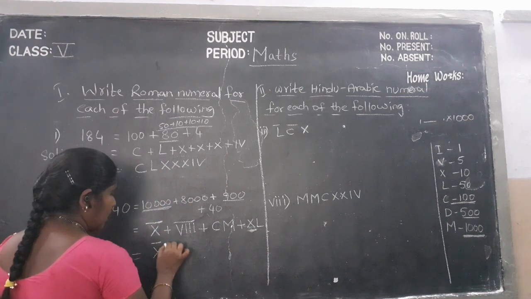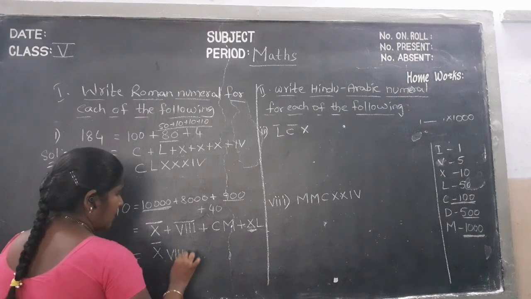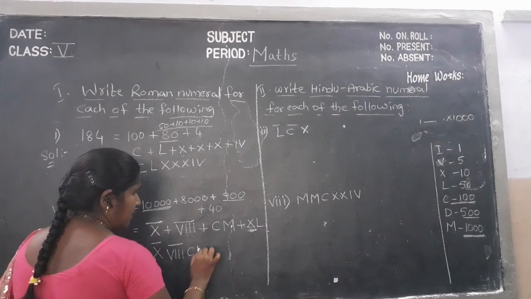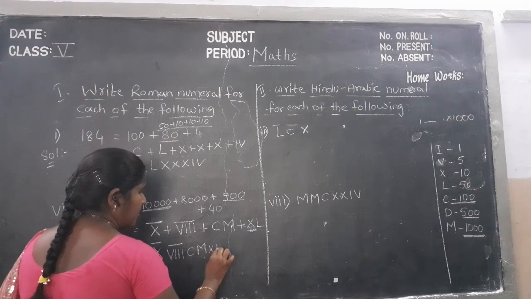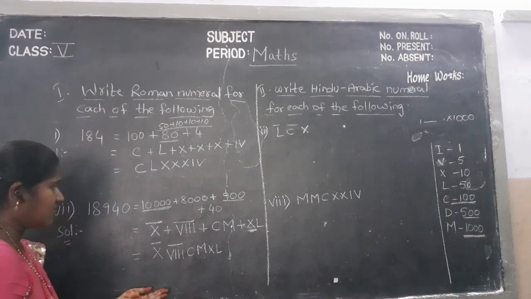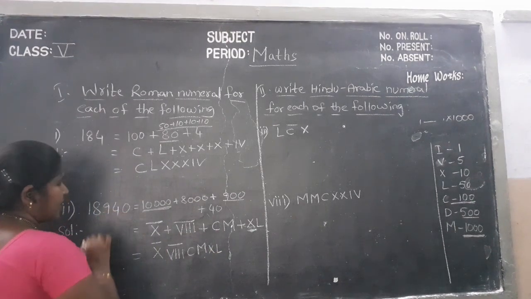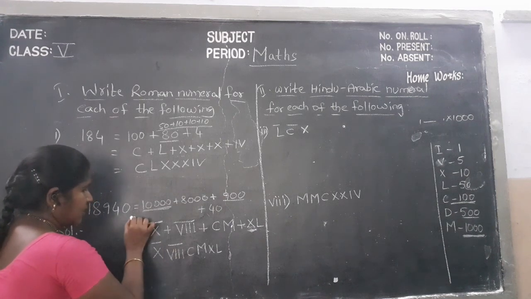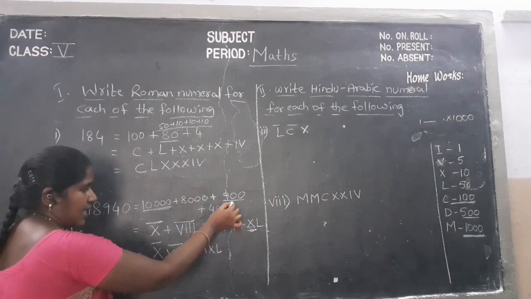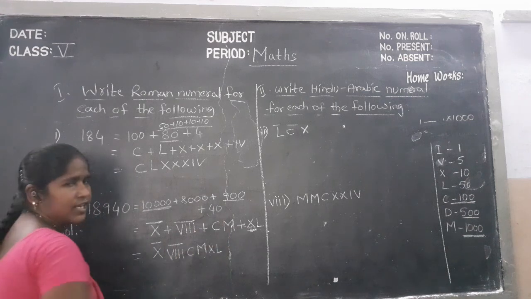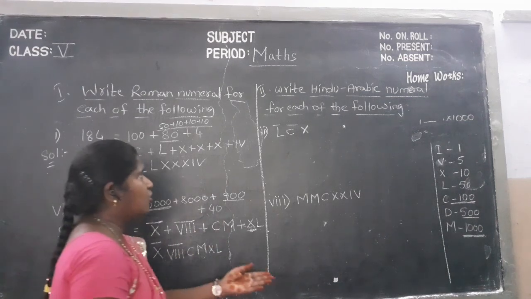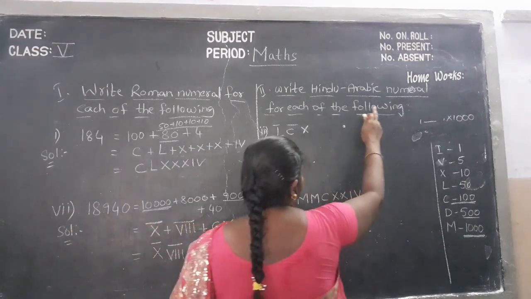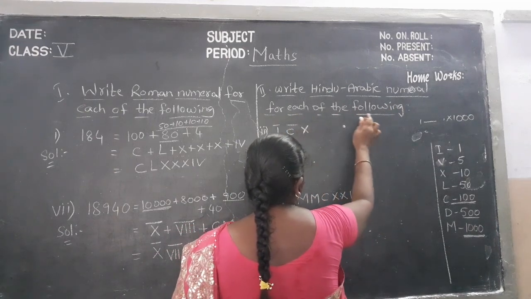X bar, 8 bar, and CM XL means what is the value in Hindu Arabic, children? 18,940. So 10,000 plus 8,000 is 18,000, CM means 900, XL means 40. Okay children?